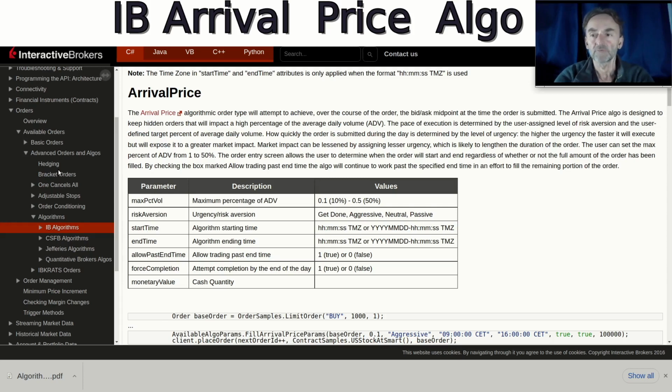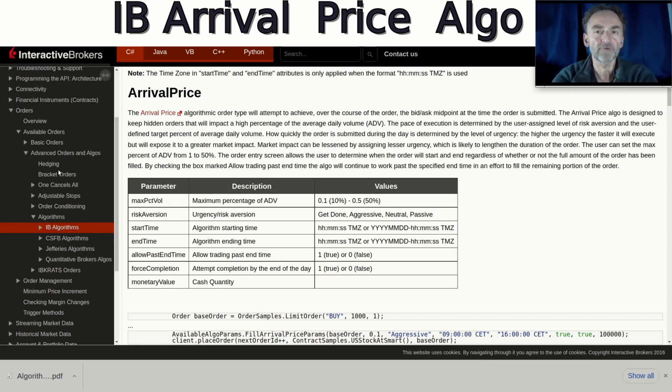Hi and welcome. Today I want to talk a little bit about the arrival price, and specifically the arrival price algorithm from Interactive Brokers, because I found that it has some very interesting properties and I did quite a bit of exploration on trading arrival price algos with IB, and I want to give you an idea of my findings.